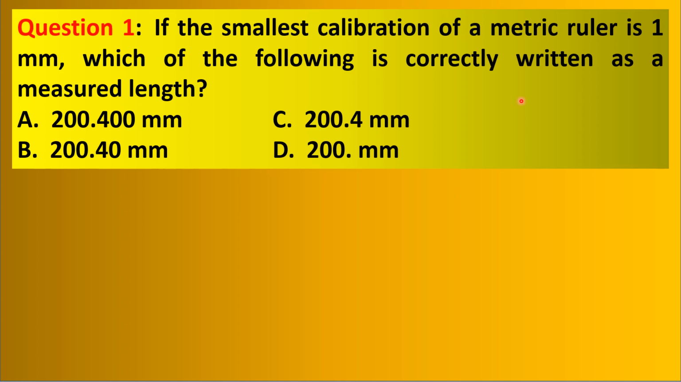The rule is, if the smallest calibration is given, in this case 1 millimeter, it means that we can have a measurement that will contain one decimal place of a millimeter. In other words, the precision is up to 0.1 of a millimeter.